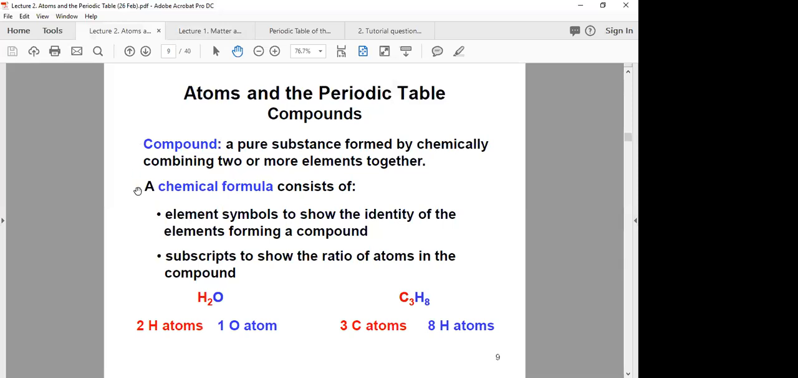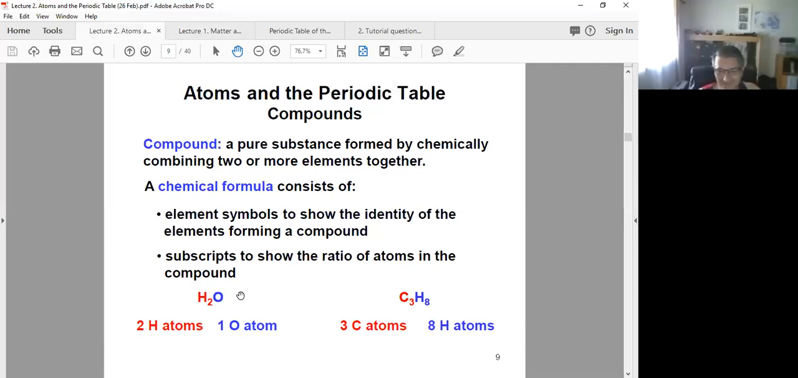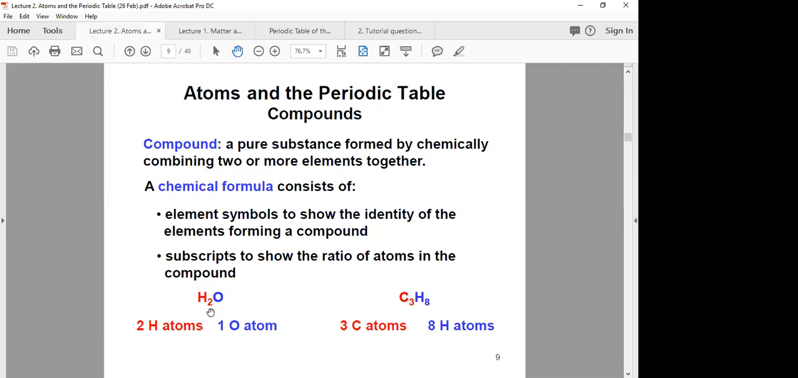All right, let's look at what we mean by chemical formula. A chemical formula consists of the element symbol to show the identity of the elements that are forming that compound, and it consists of subscripts to show the ratio of the atoms in the compound. So this is one that everyone's familiar with, H2O, which is the chemical formula for what? Water. Water, yes. Everyone knows H2O. Even kids know H2O because of a very popular TV series called H2O.